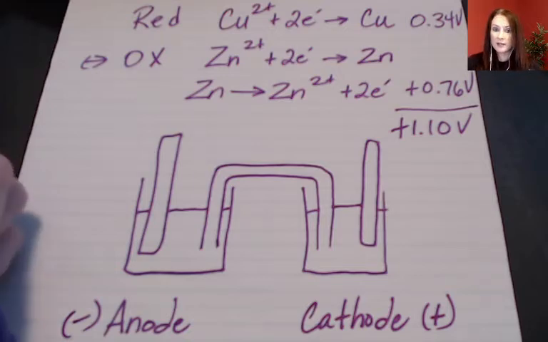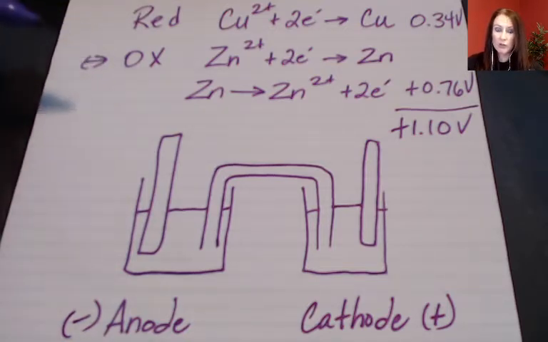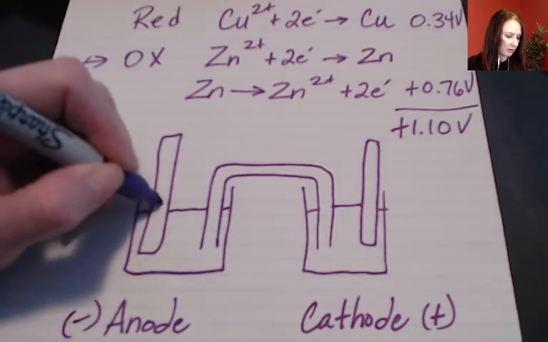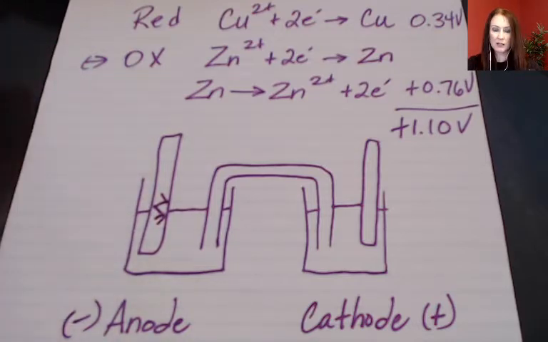Your anode is your oxidation side. So going back to the two reactions that we started with, which one is your oxidation? Well, that's your zinc. So this piece of metal that's here, this is actually a piece of zinc.